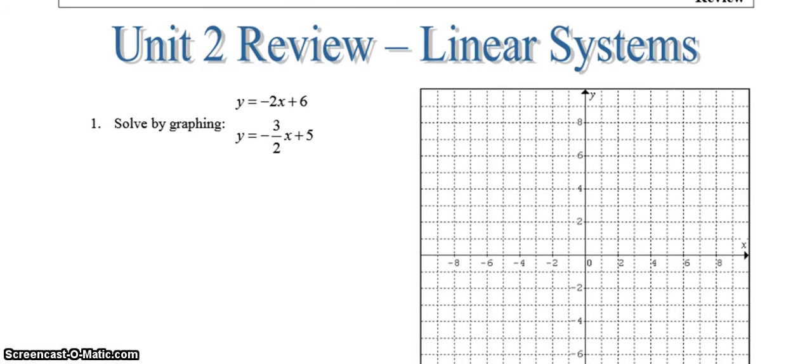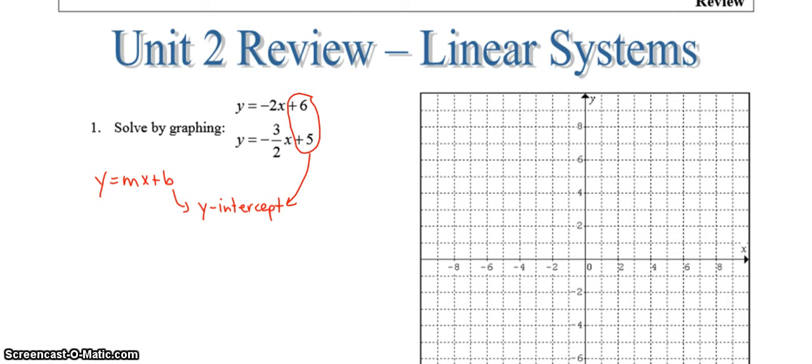When your equation is in y equals mx plus b form, the b is the y-intercept, and that's what these values are. That's where you start on the y-axis. The m is the slope, and that's the number in front of the x. So that's what those numbers are. And what you want to remember is slope is rise over run.